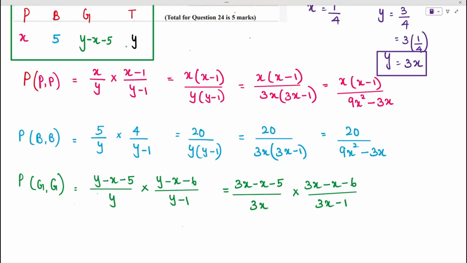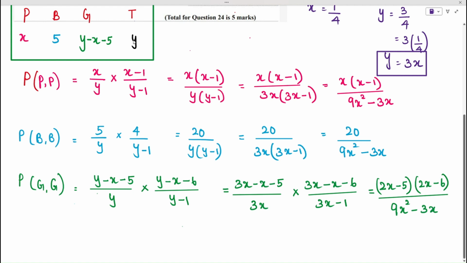Now our numerators can be simplified, so we get 2x for both. So we have 2x minus 5, and this will be multiplied by 2x minus 6. So we're bringing our 2 fractions together now, and this will be over our denominator, which is the same as the previous 2, 9x squared minus 3x. So there's no change in that.